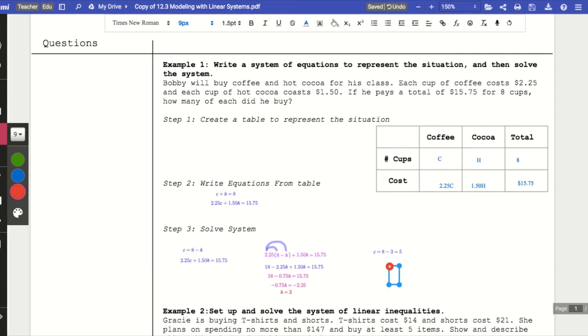But do you know what that means? That's really what we're looking for as mathematicians. It's like, yeah, great, you applied this formula, but do you know what you did? What does that actually mean in real life? What this means in real life, looking back to the variable h, is that Bobby bought 3 cups of hot cocoa, and he bought 5 cups of coffee.